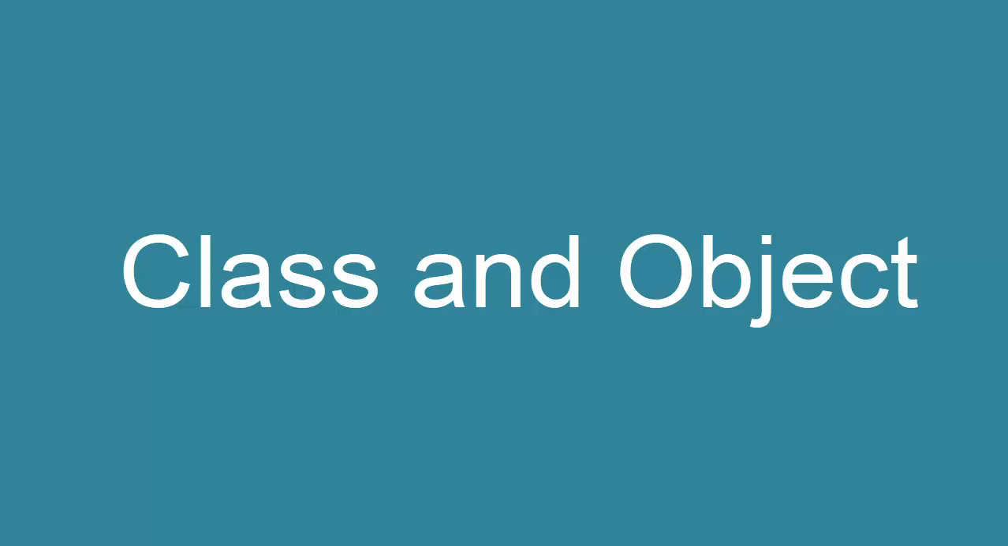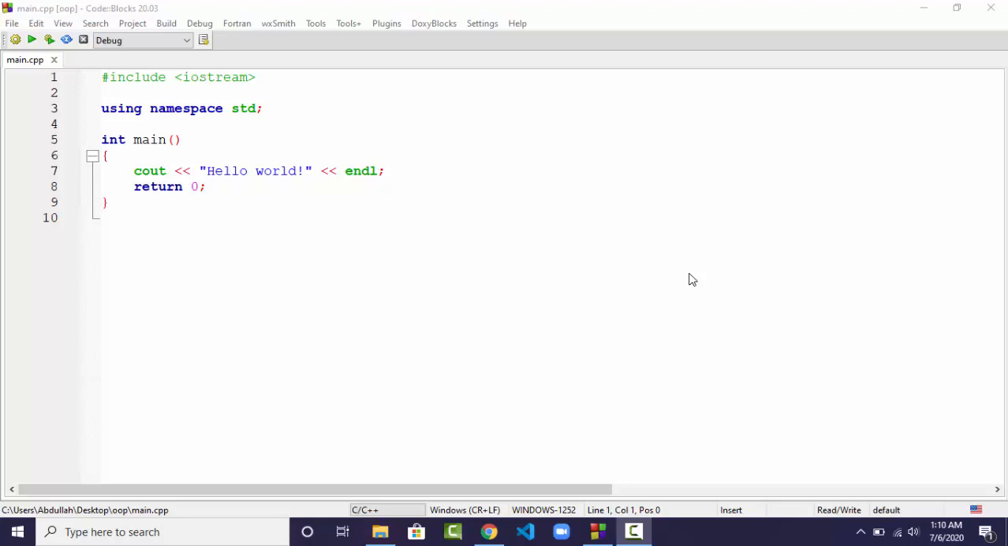and classes. So we are continuing our object oriented programming series, and here we will learn object oriented programming using the C++ programming language. In this video we will see how we can create a class and then how we can create the object of the class. So without any further delay, let's start our video.